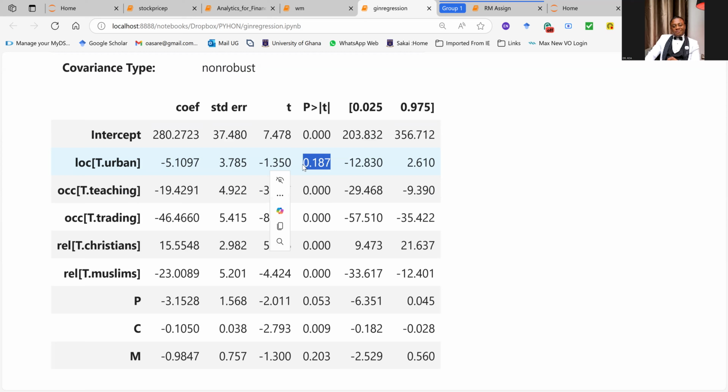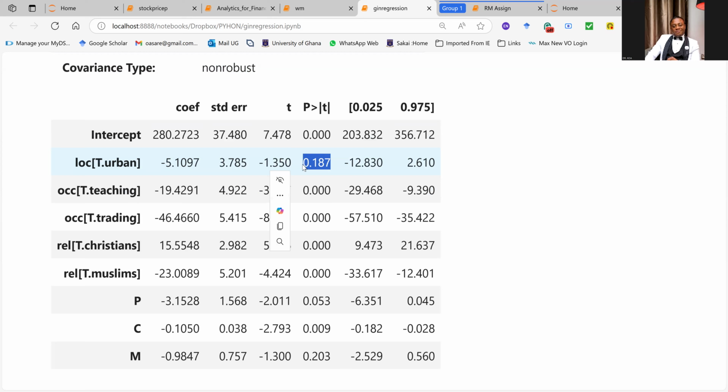If it is 0.05 or more, it's not significant. If it is 0.05 or less, it is significant. So let me put it this way. If it is more than 0.05, more than 5%, it is insignificant. If it is 5% or less, it's significant. So you can look at each one of them and tell whether it's significant. The intercept is not part.